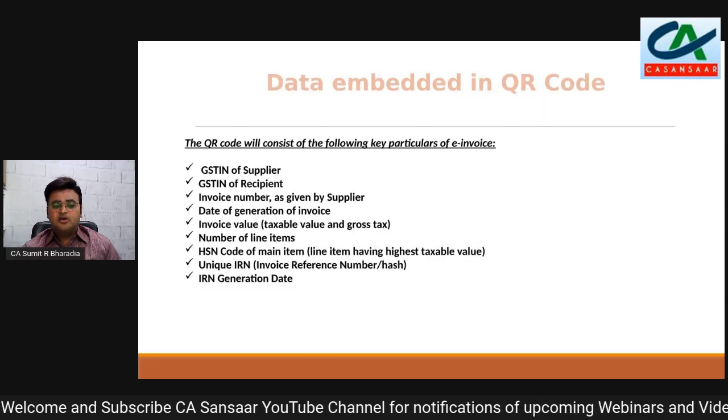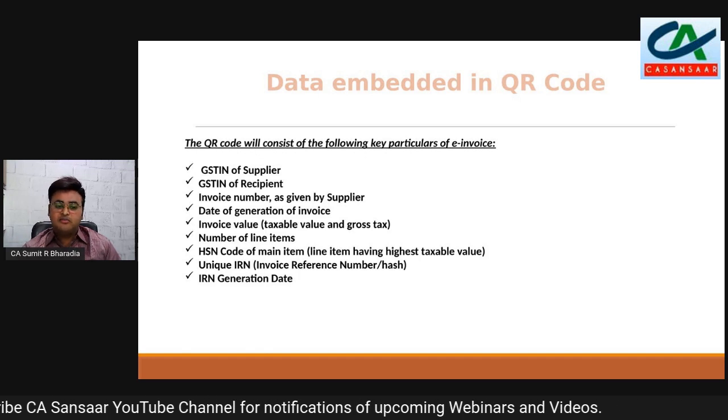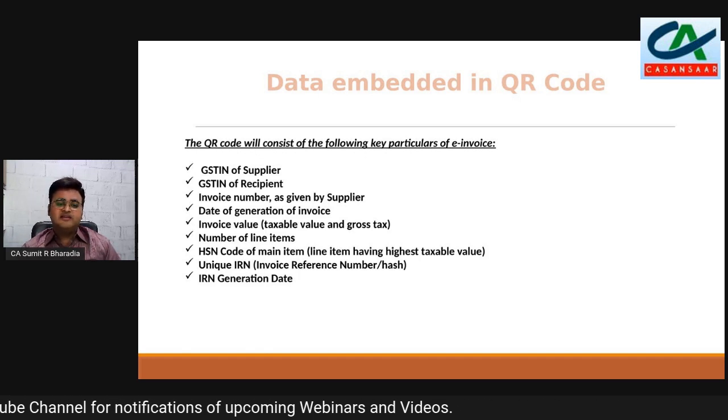What are the data embedded in the QR code? This is the list of data which is embedded in the QR code. By scanning the QR code, you get all this information.